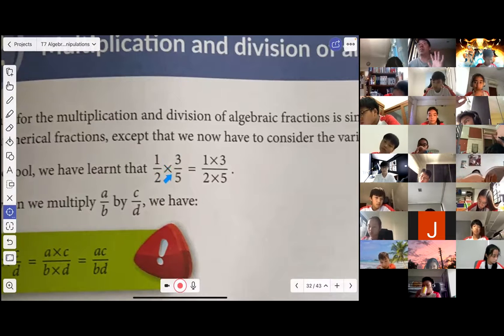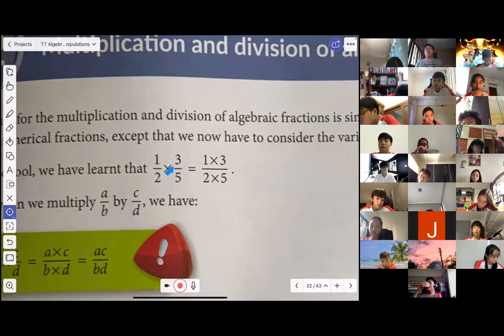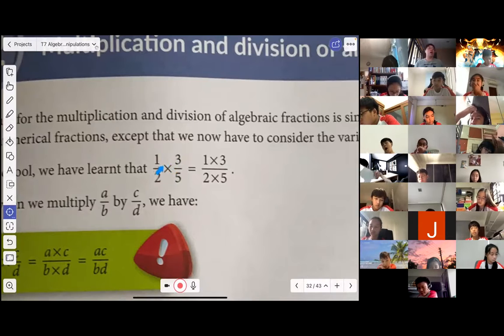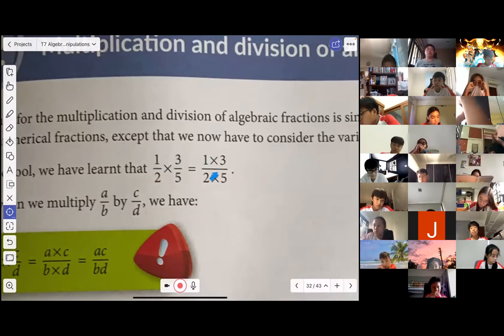Okay, so this is not cross multiply. It is not cross multiply. Okay, Mulan, pay attention. So 1 times 3, 2 times 5, top and bottom.